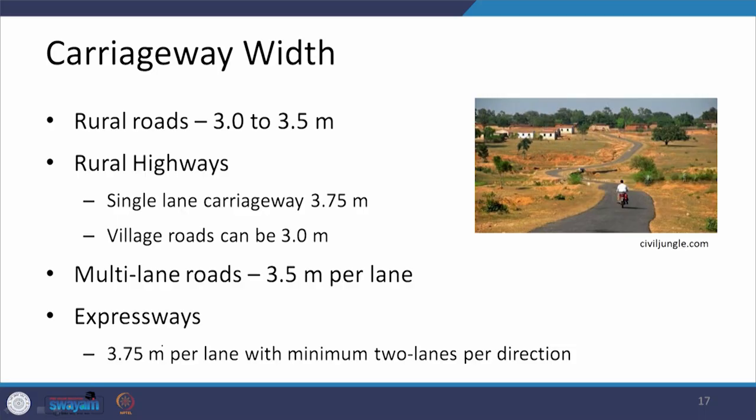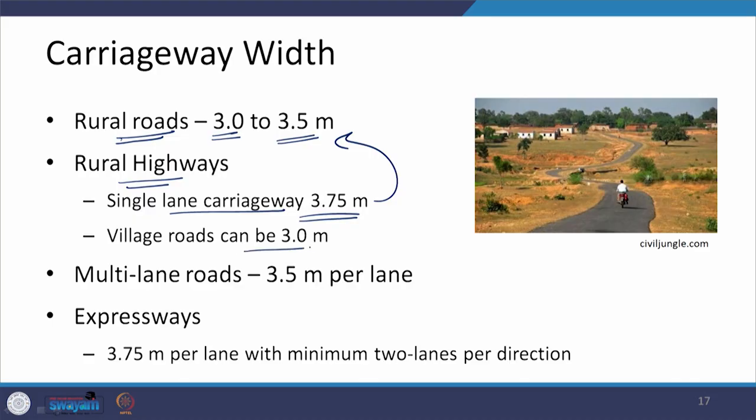Now let us look at the different widths which can be there. When we talk about the rural roads related to the villages, these can be 3 meters wide if the traffic is quite low, but if it is becoming substantial, then we can go for a 3.5 meters wide rural road. In the case of rural highways, the single lane carriageways should be 3.75 meters wide, and that may change depending on the amount of traffic, and the category of road which was a rural road may get upgraded to another category of road. So that is another possibility.